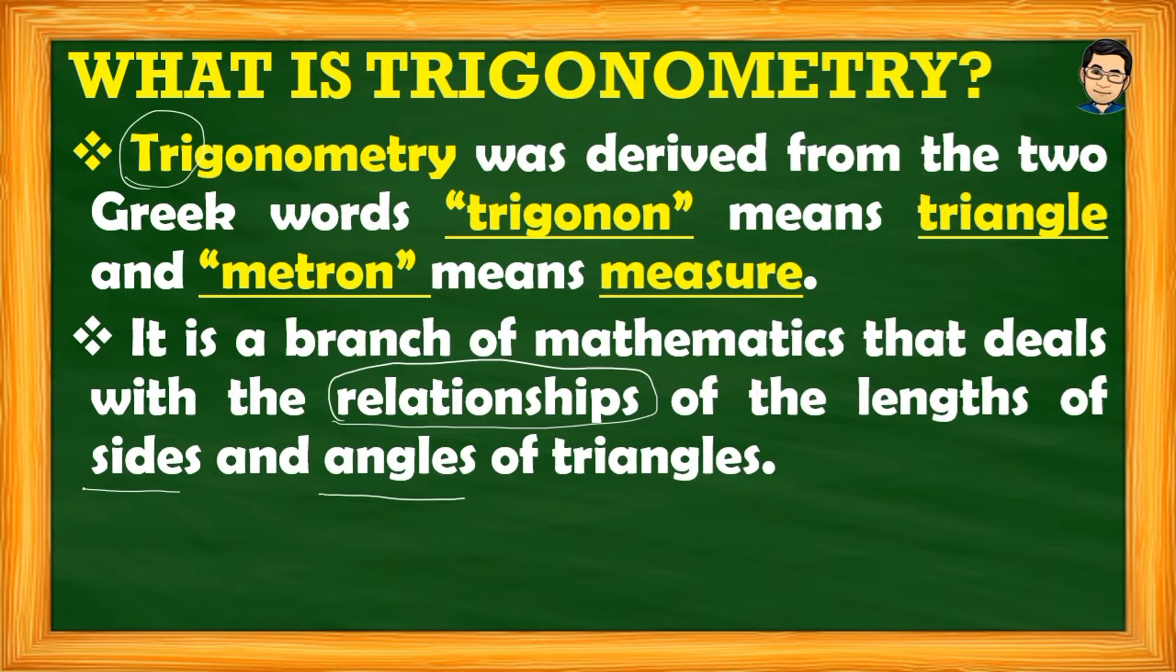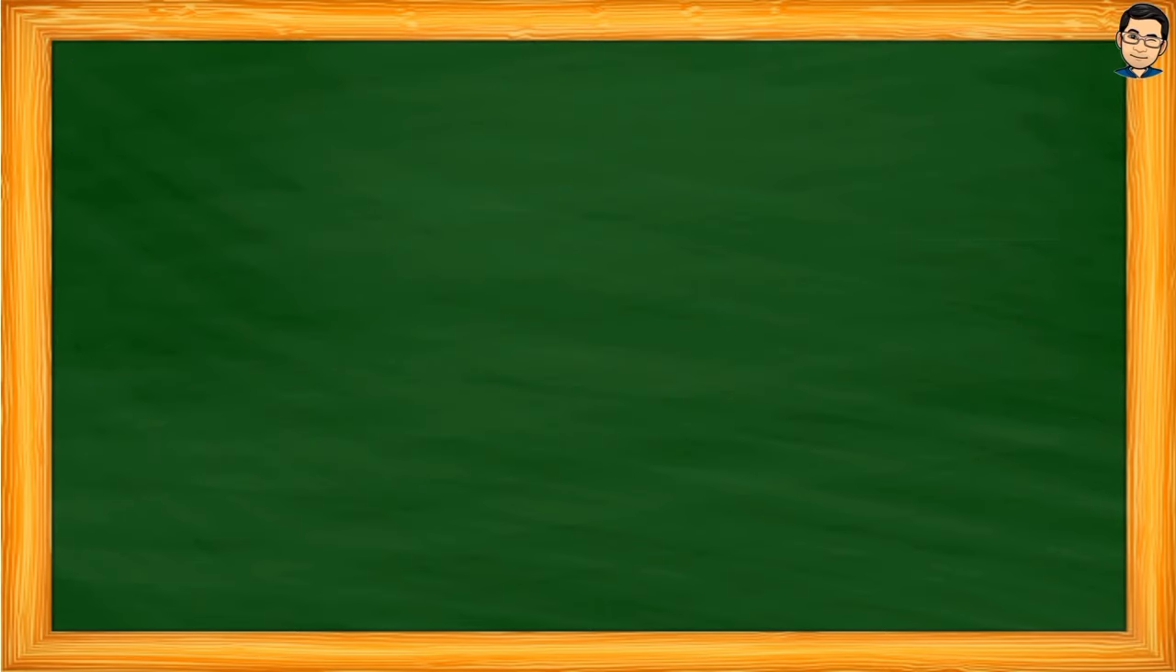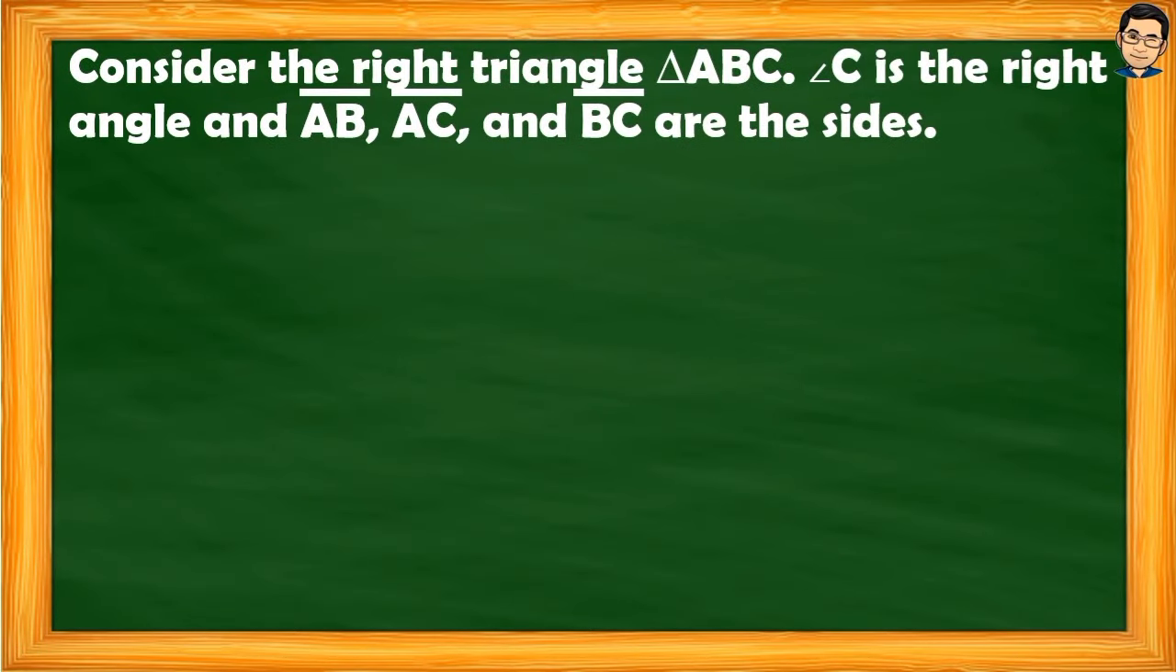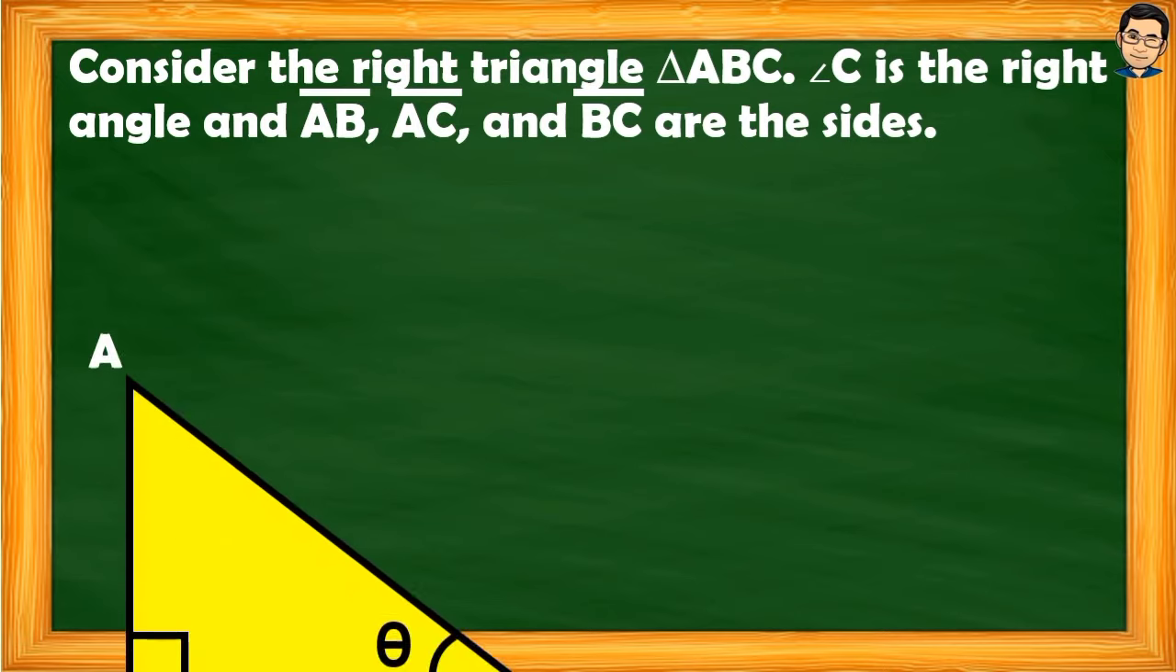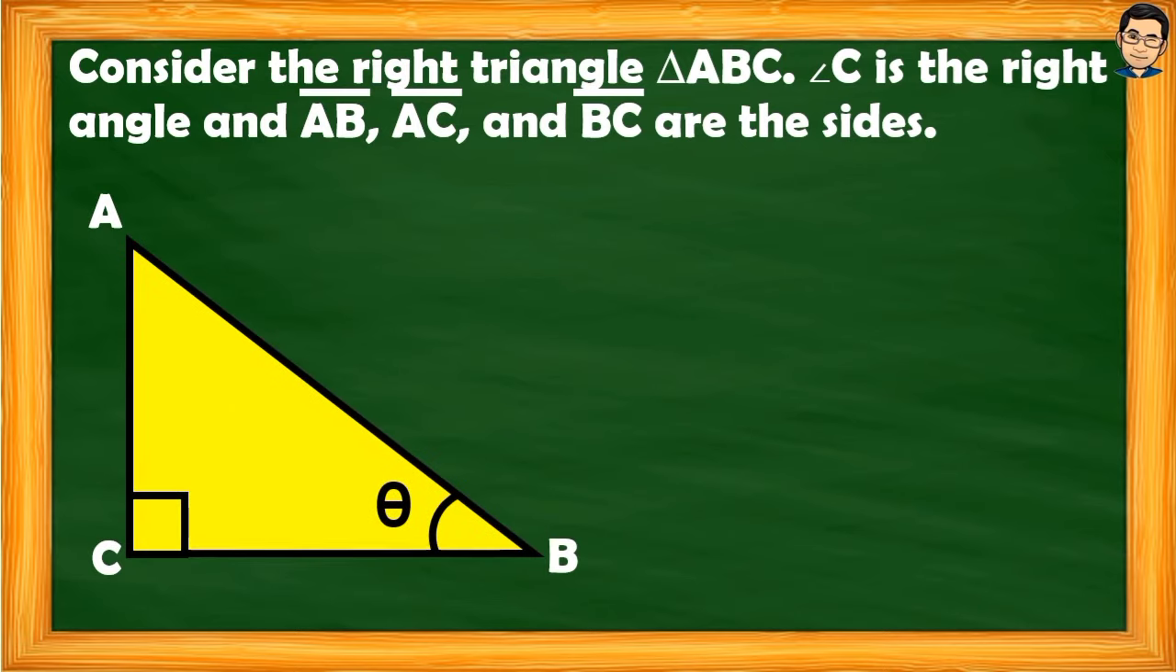For better understanding, para hindi tayo malito kung anong meron sa trigonometry, just keep in mind na we're talking about triangles kapag trigonometry. So, let us consider the right triangle. Mag-i-start na po tayo sa ating lesson. Consider the right triangle ABC. Angle C is the right angle, and line segment AB, line segment AC, and line segment BC are the sides. Pakita po natin yung ating illustration. As you can see on the illustration, it is an example of a right triangle.